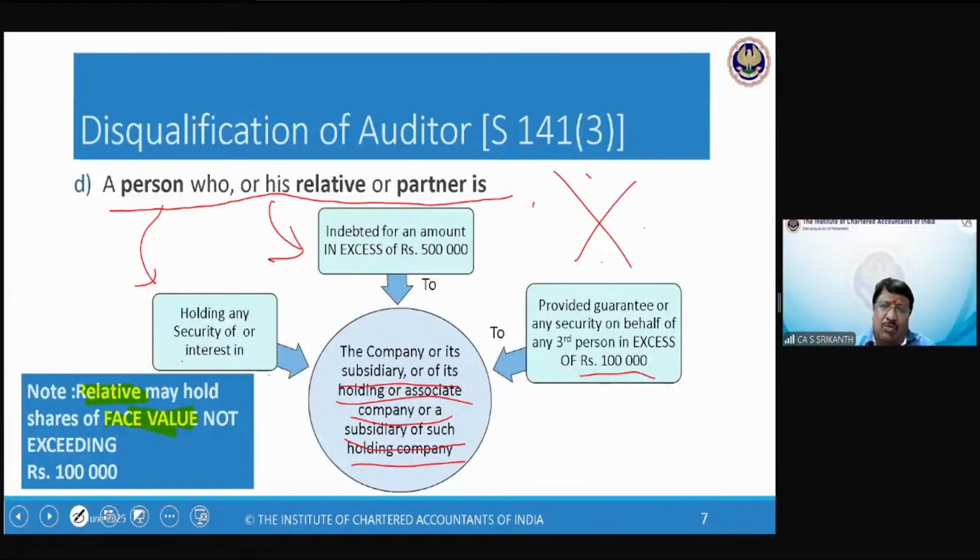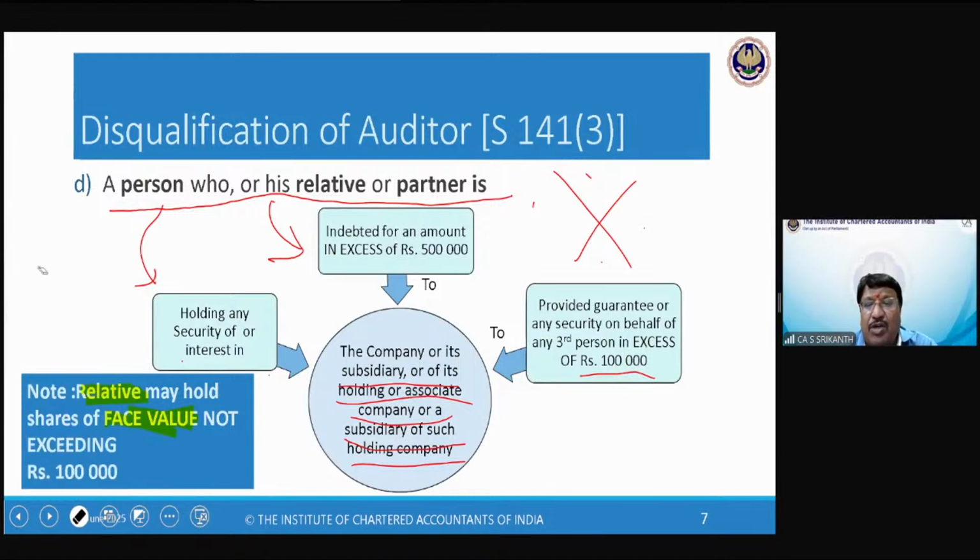So what I'm trying to say, my dear friends, is don't mistake me for saying this is a limit. A person who, or his relative or partner, is holding any security or is indebted, be very careful. A relative may hold shares of face value not exceeding 1 lakh. The auditor cannot hold even one share, but a relative can hold up to face value not exceeding 1 lakh. Note it, very, very important. Face value.